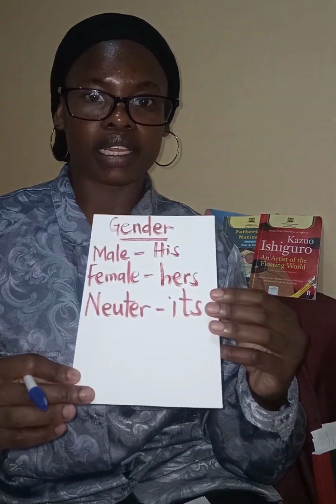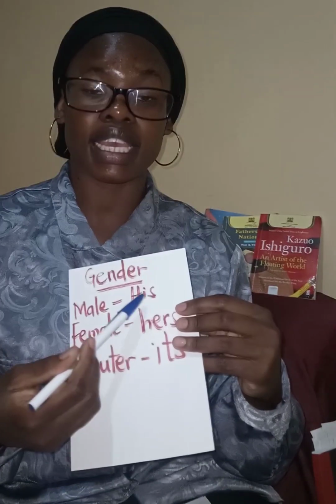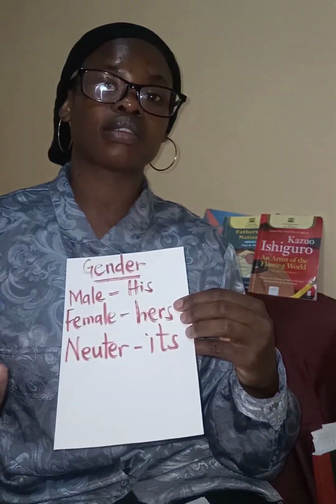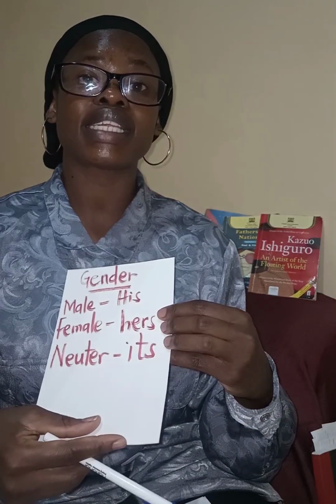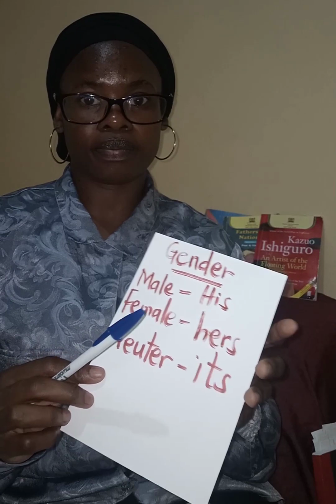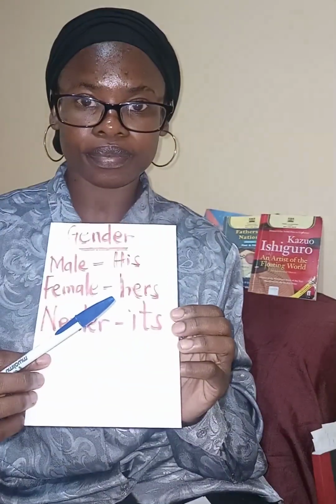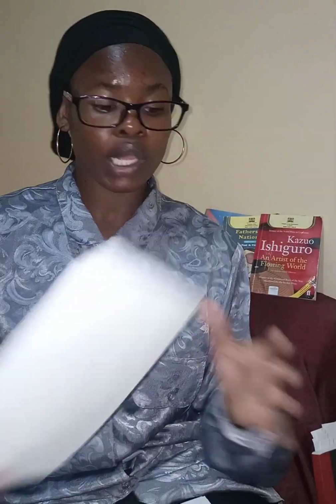In the possessive forms, for the male you use his. This pen is his. For the female you use hers. That car is hers. And for the neuter form you use its. That kennel is its. So we've now looked at gender, number, and person in the possessive pronouns. We now go on to case.